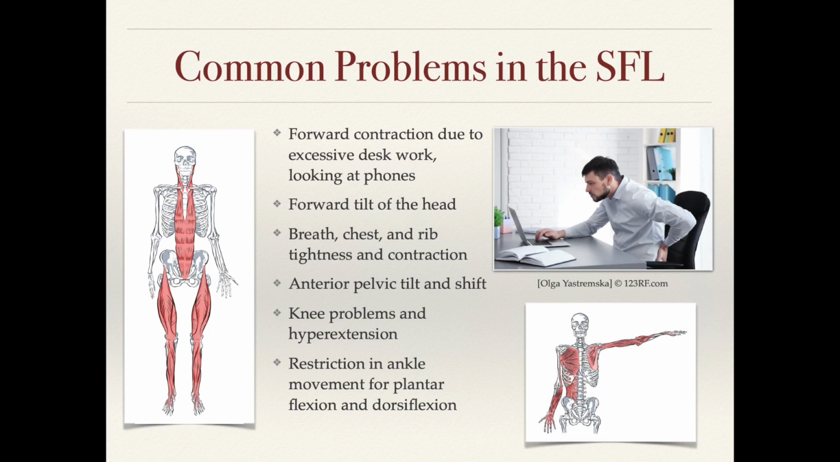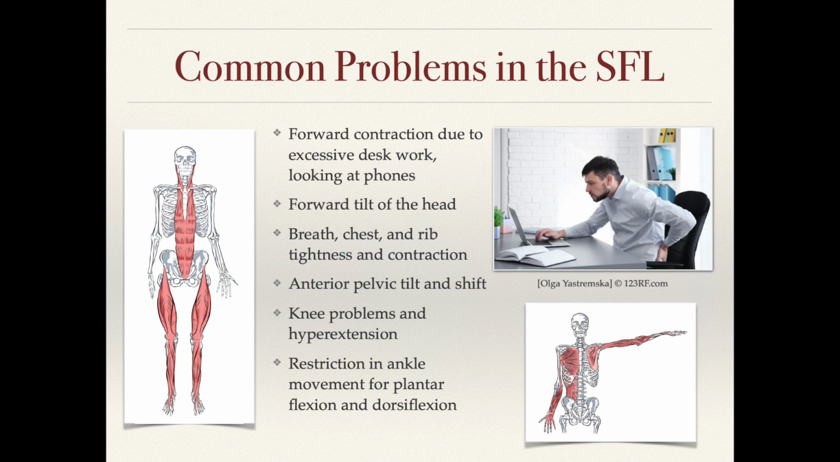Okay, let's take a look at the next slide where we find common problems in the superficial front line. Now, this is going to look familiar to what we spoke about earlier with the superficial back line, because these two fascial planes are in opposite relationship to each other, so that when the superficial front line contracts forward, like you see in the image there, that's going to overstretch that super back line, like we talked about.